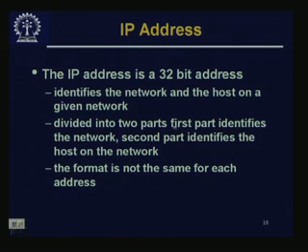Divided into 2 parts. The first part identifies the network, the second part identifies the host in the network. The format is not the same for each address. So, this is an important point to understand: when you are given an IP address, it is a 32-bit address. This 32 bits is actually divided into 4 bytes, and each byte is usually read out in decimal separately.